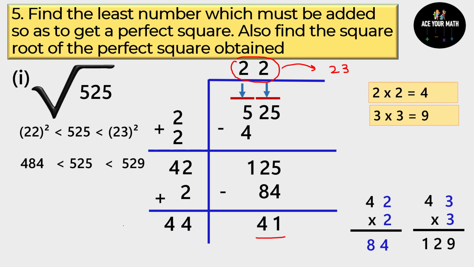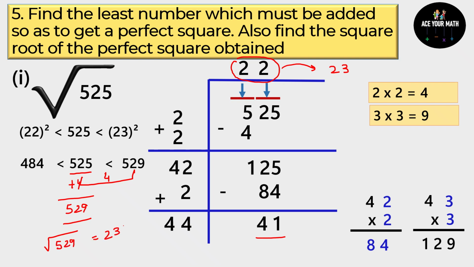Now, what is the difference? You know that 23 square is 529, a perfect square, and you want to make 525 a perfect square. So you find the difference between these two numbers, which is 4. It means if you add 4 to 525, it becomes 529, and 529 is a perfect square. When you find the square root of 529, it gives you 23 as the answer.